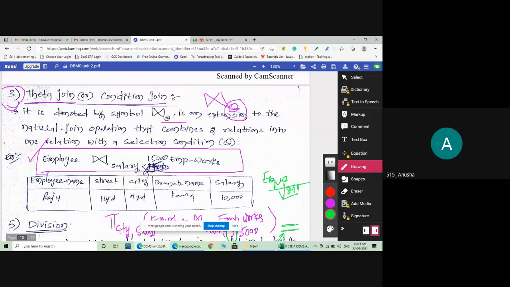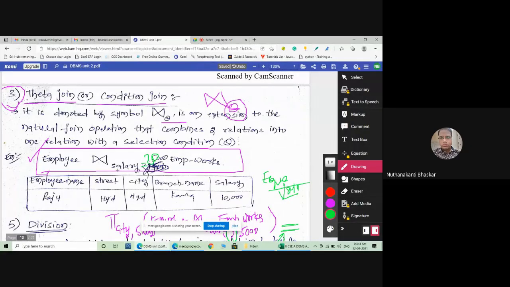Yes, sir. Please tell me the answer, Anusha. The join operator, in place of the condition, salary is equal to 20,000, and then the employee works. Yes, very good. Here it's the same thing, we have to write the join condition, but instead of this condition we have to write equal here. So when you write equal, here 20,000, right? This is the answer.